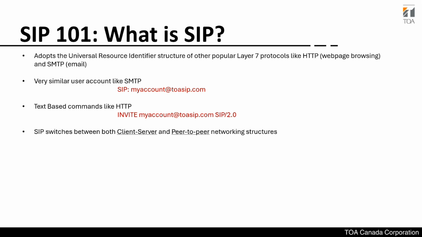Also, an important thing about SIP is that it uses both client-server and peer-to-peer structures. So it can communicate with the server, and the server will facilitate communication to the other devices. And peer-to-peer means your SIP device talks directly to another SIP device without a SIP server.